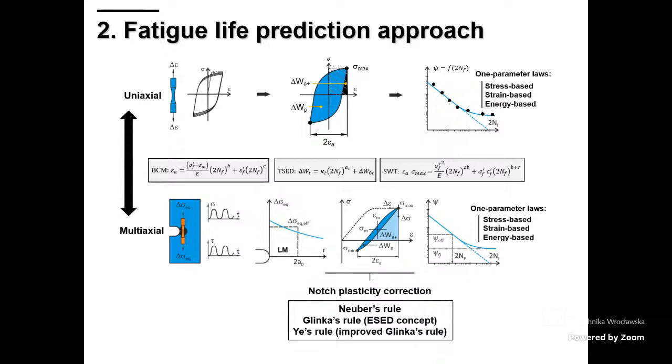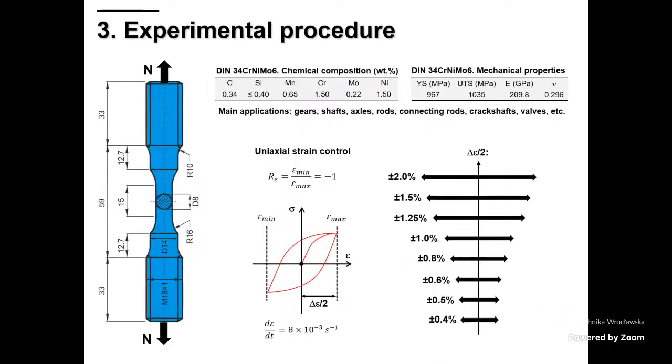So basically we generate an equivalent stress-strain loop, and then we calculate the properties regarding these three models, and we estimate the fatigue lifetime. In order to test this idea, we first perform some low cycle fatigue tests. Here you can see the geometry and the tested strain amplitudes.